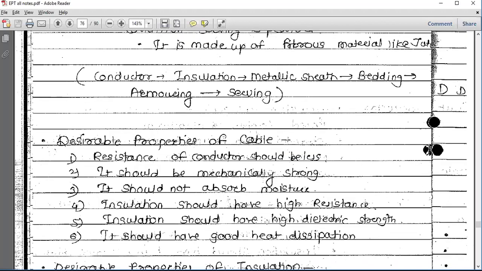Then the desirable properties of a cable, that is, the properties that should be present in a cable. First of all, the resistance of the conductor should be less. That means it will pass the electric power easily.